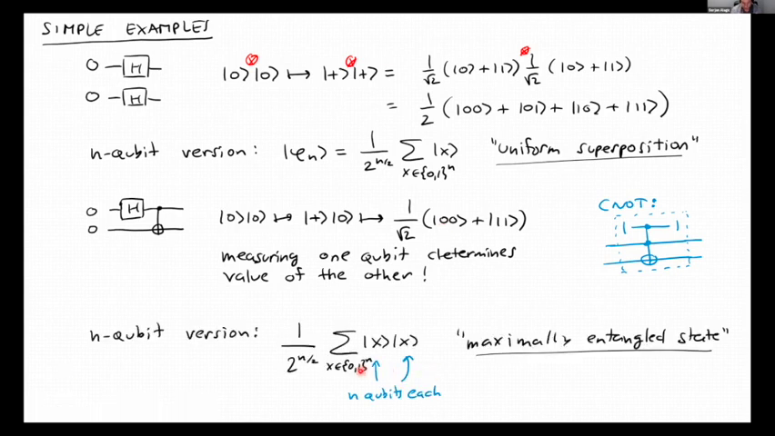The n-qubit version of this, and by n-qubits I mean if I replace this qubit with n-qubits and this one with n-qubits, is going to be this state, and this is the maximally entangled state between two n-qubit systems. This one also has the feature that if I measure the first n-qubits, let's say, and I get some particular bit string, then I know that the other n-qubits will be in exactly that same classical state.